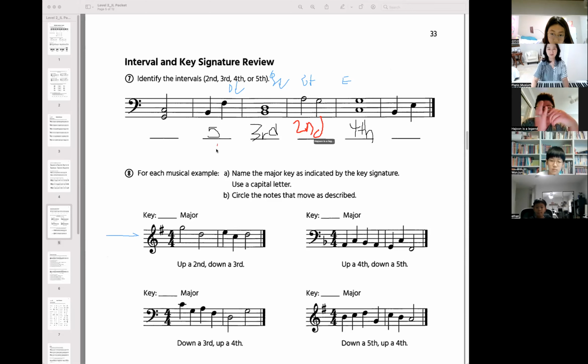Okay. Everybody got it okay except Ethan? Now, do you remember I said you have to count from this note? So whenever it's space to space, line to line, it's either a third or a fifth. Okay, so it's going to be 1, 2, 3, 4, 5. So this is a fifth. So you have to be careful with it. Then what about Ethan? Can you do this one again?